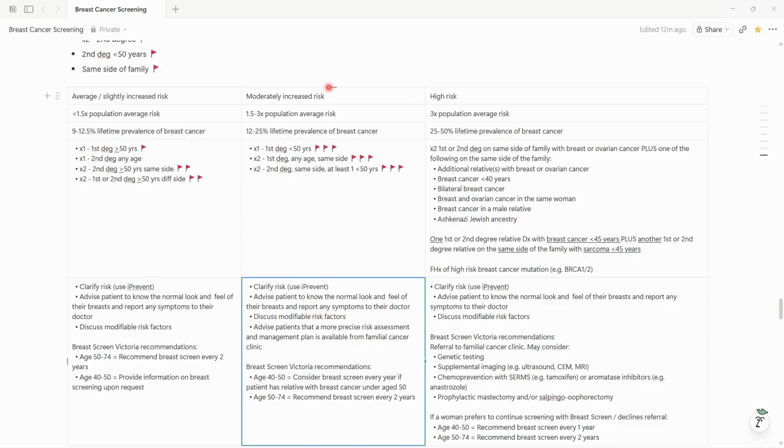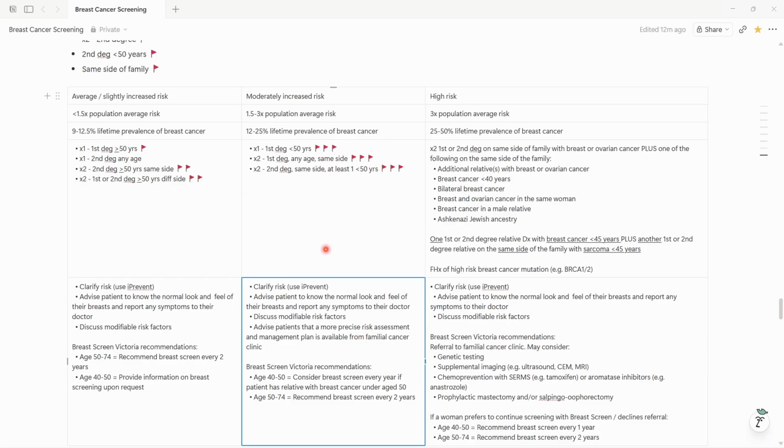to their doctor. For patients who fall in the moderately increased risk category, you need to advise them that a more precise risk assessment and management plan is available from a familial cancer clinic. And if they want a referral, then we should facilitate this as a referral for them. You don't have to refer them if the patient does not want to.